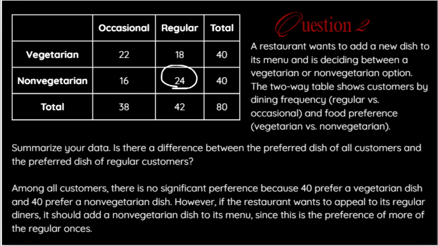Okay. However, if the restaurant wants to appeal to its regular diners, so among all customers, there's no difference. But among regular customers, the preference is non-vegetarian. So if you want to focus on regular customers, you're going to go non-vegetarian. For all customers, it doesn't matter. For occasional customers, you want to focus on vegetarian. Okay?